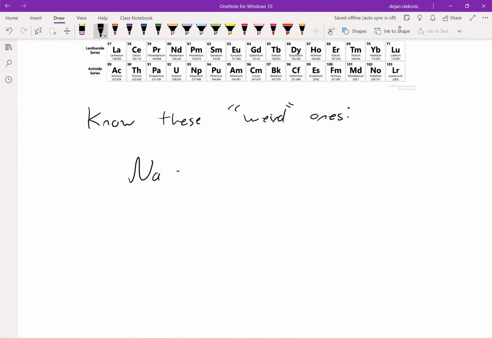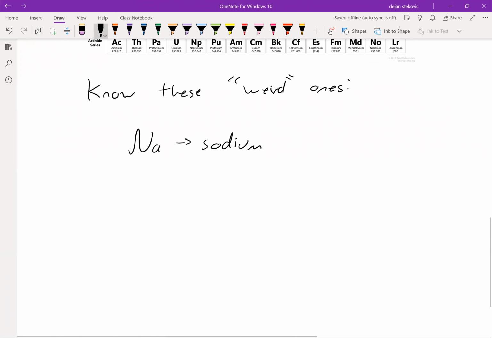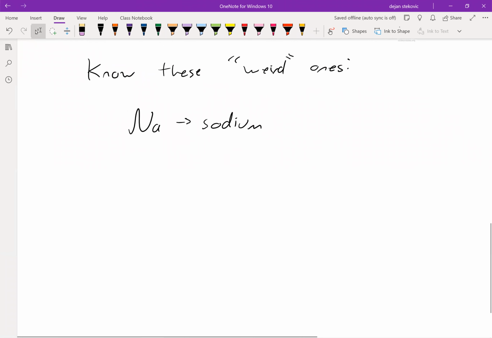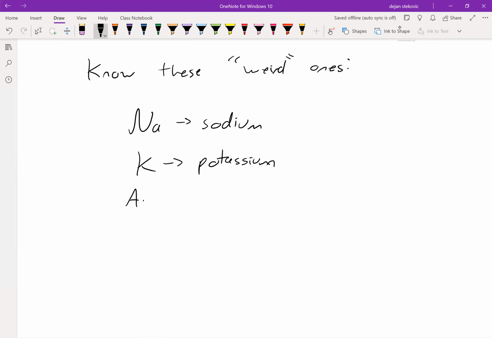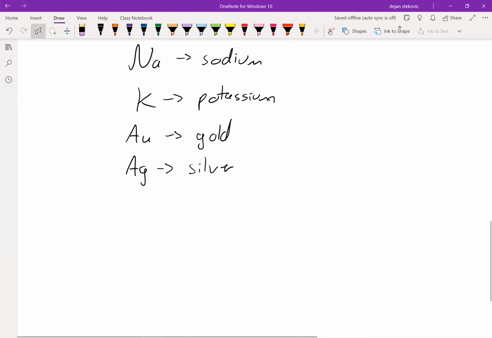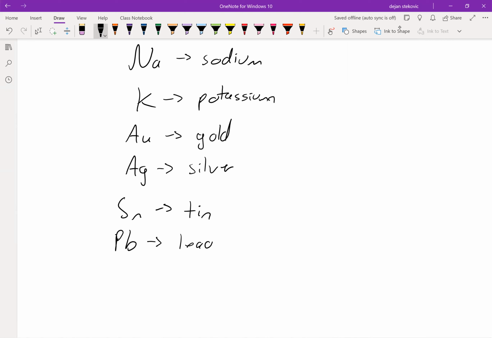So know that Na is sodium, right? Most of us know that table salt is sodium chloride, NaCl. Know that K is potassium. Know that Au is gold. Know that Ag is silver. Know that Sn is tin. Know that Pb is lead, right?